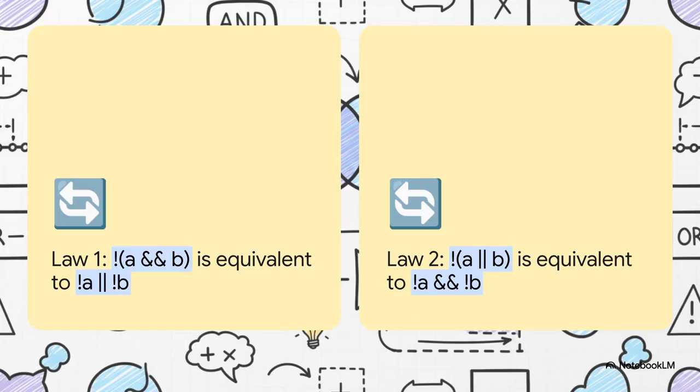And check this out. The pattern is so simple and elegant. When you distribute that not across the parentheses, you apply it to both A and B. But here's the magic trick. The operator in the middle always flips. The and turns into an or, and the or turns into an and. That's it. That's the core idea.